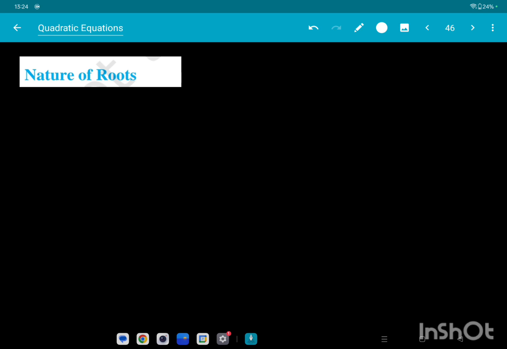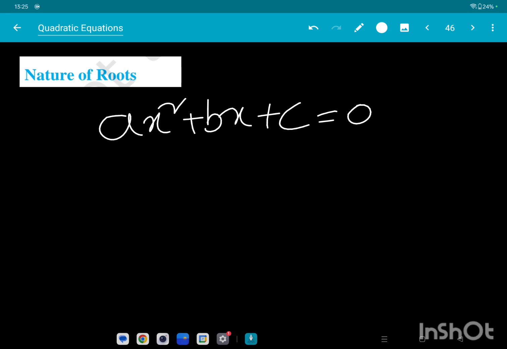But before going to know about what is the nature of roots, I will tell you the general form of a quadratic equation. Just think, what is the general form of a quadratic equation? ax square plus bx plus c is equal to 0. And we can find the roots by factorization. What if I don't want to do the factorization? Then how can I find the x value? There is one formula.